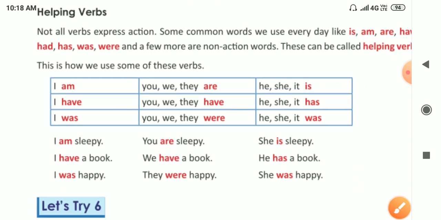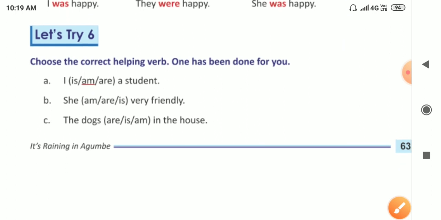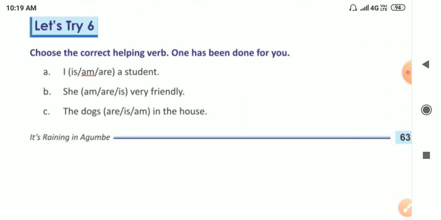Next, there is one practice in your practice English course book at page number 63. That is a very simple practice. See, choose the correct helping verbs. One has been done for you. There are three helping verbs, and we have to choose according to the subject. We will first clear whether it is singular or plural, and we will use the verb according to that.